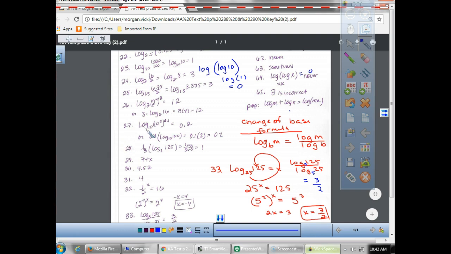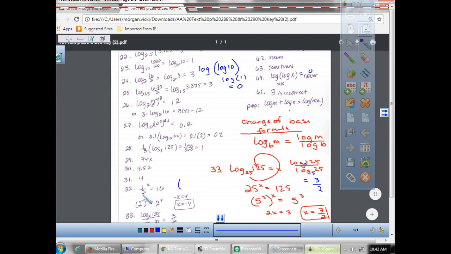Okay, yes. 32. Okay, so for 32, I'm probably now going to actually just rewrite it with a common base. After today's lesson, you have another way to solve this one. But if I rewrite to a common base, what do you think your common base is going to be?